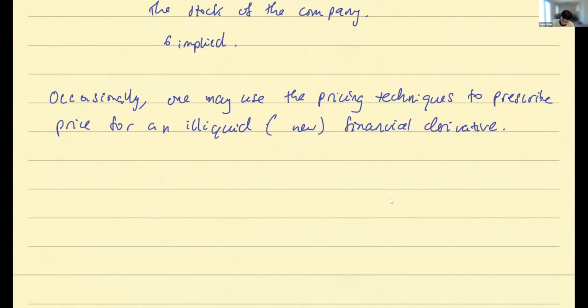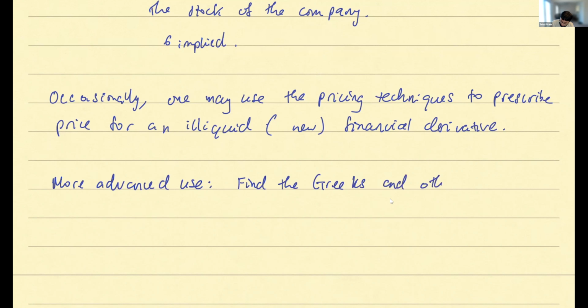You could also, I would just put it here, so maybe we can come back to this idea later. It's not more advanced, but kind of builds up on the implied volatility idea. You can use it to find the Greeks and other information, okay? Again, based on implied information.